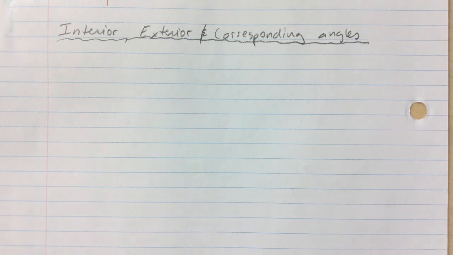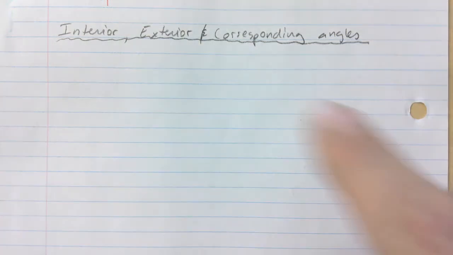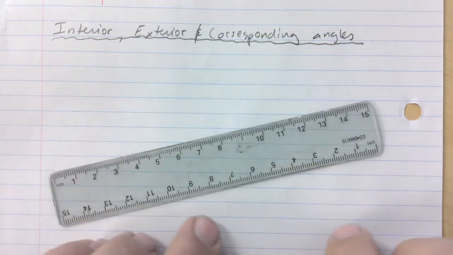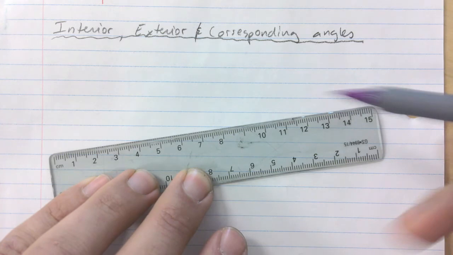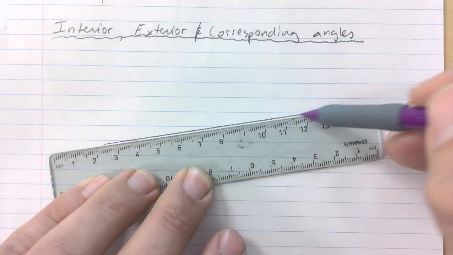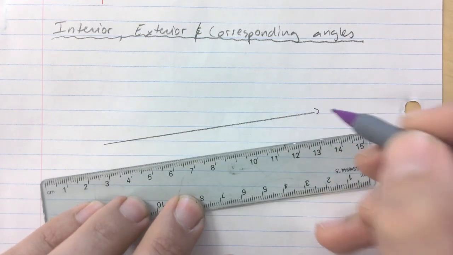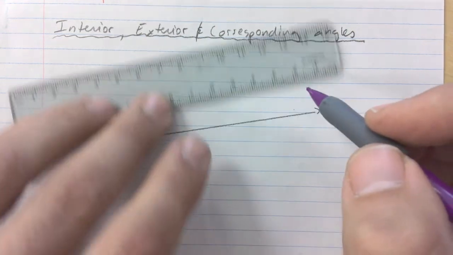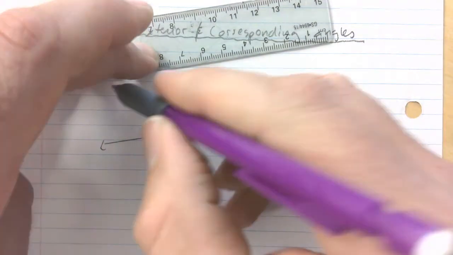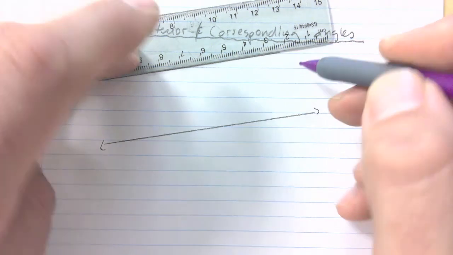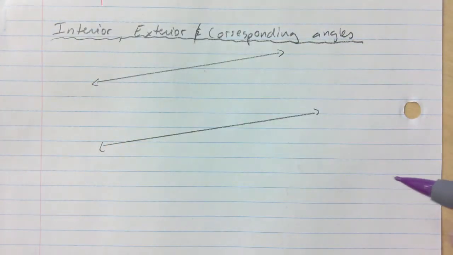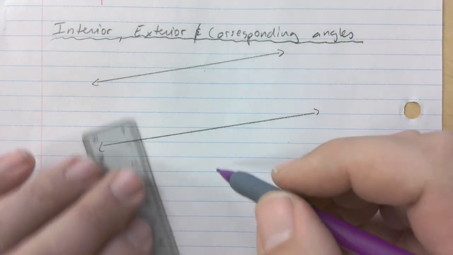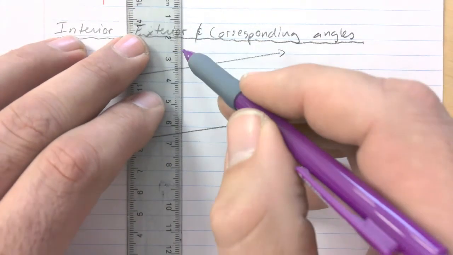I'm going to use my ruler on this one. And I'm going to take up pretty much this whole space here just to make sure it's nice and easy to see. So just pick an angle and make two lines like this. And then we're going to have one line cutting through it like this.